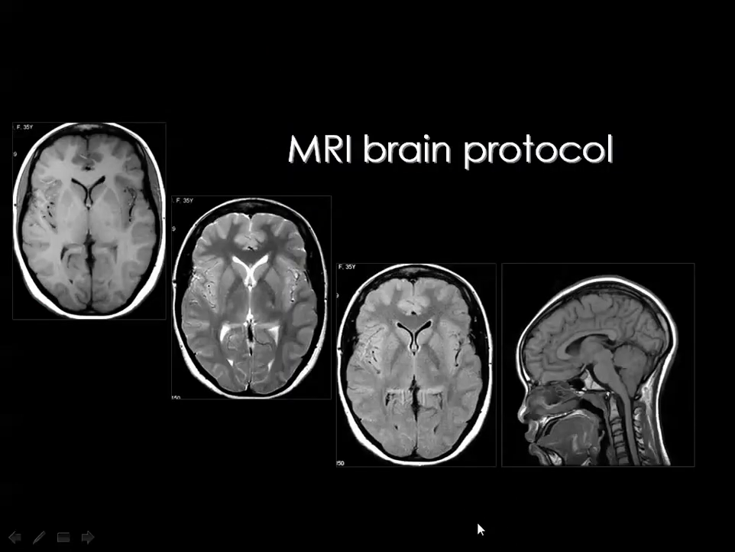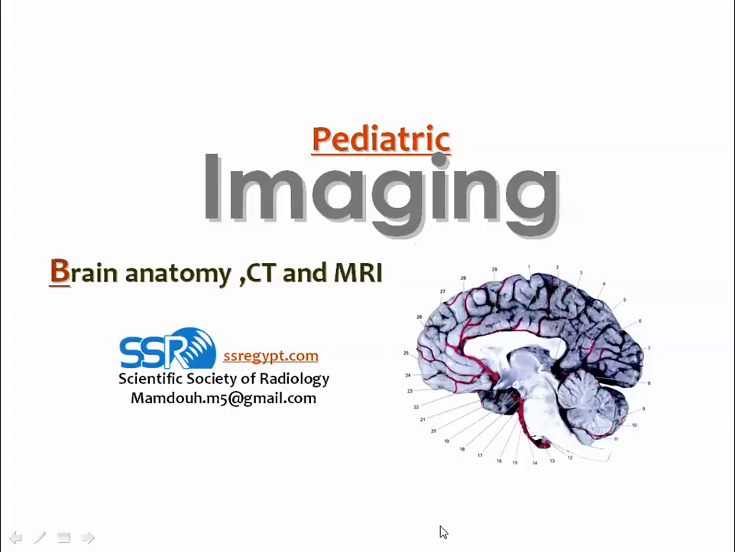The MRI protocol should include sagittal T1, axial T1, axial T2, and axial FLAIR, or the fluid attenuation pulse sequence. Then there are no coronal images in the regular protocol of the brain, but coronal images have specific values. I will explain this in detail after that.